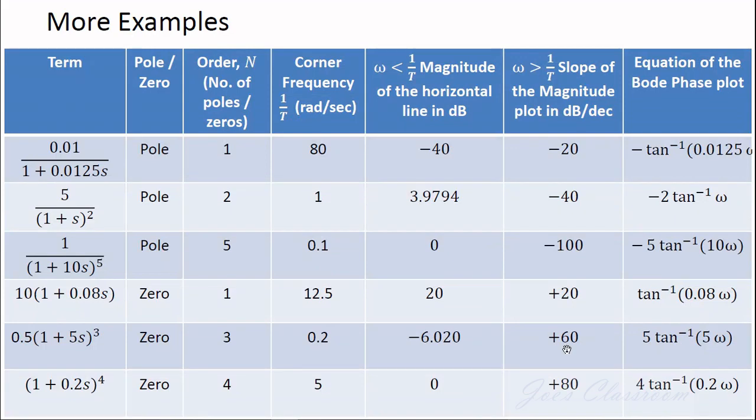So with this, here I have given more examples in this table. So this gives a clear picture of how you should get all these values. See, if the 1 plus Ts term appears in the denominator, it is going to be a pole. And if it appears in the numerator, it is going to be a zero. And the order is given by this power. Okay, here it is 1, 2, 5, 1, 3, 4.